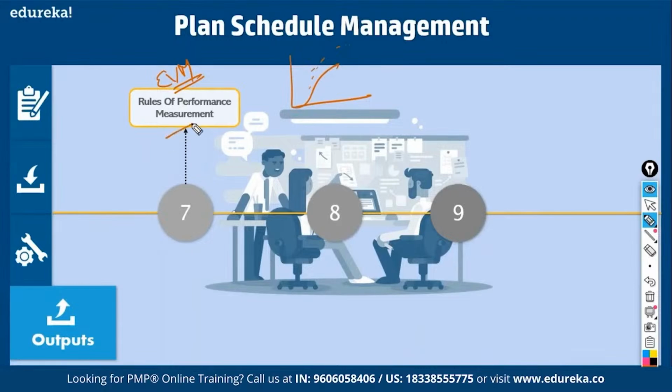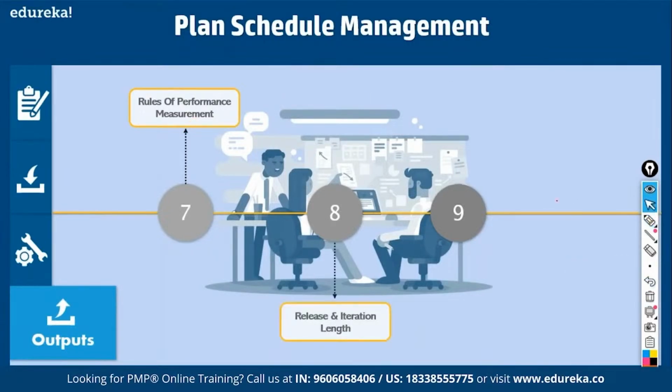So those rules are mentioned in the schedule management plan. So this is a process that gives you a schedule management plan. Okay, fine. Then release and iteration length. See, you have a bit of agile combined here. So it tells you what is an iteration.